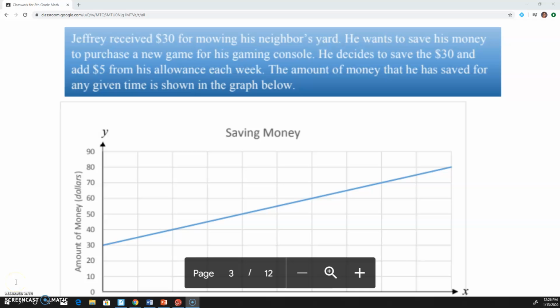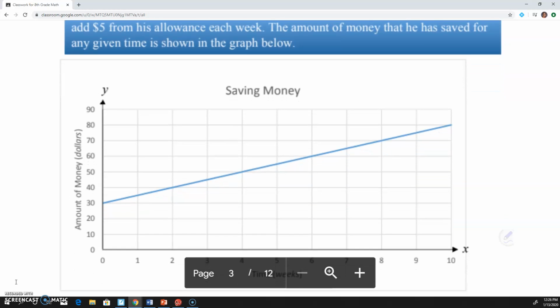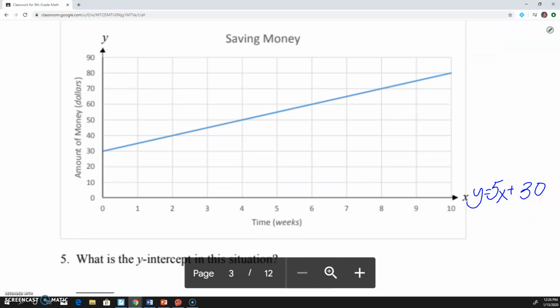Jeffrey received $30 for mowing his neighbor's yard. He wants to save his money to purchase a new game for his gaming console. He decides to save the $30 and add $5 from his allowance each week. The amount of money that he has saved for any given time is shown in the graph below. So where did he start? $30. And how much did he save each week? So $5 each week, plus he already had $30, right? 30 is his starting point, it goes up 5 each week.